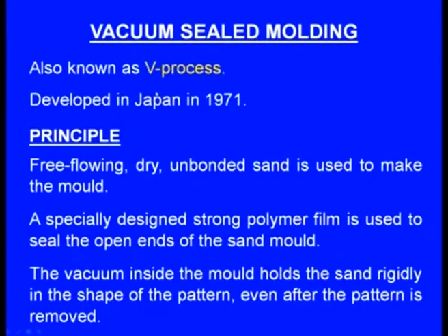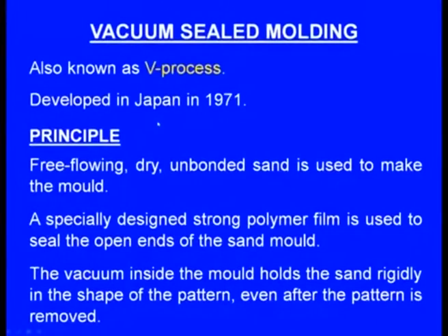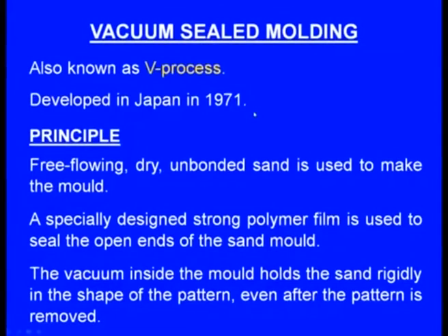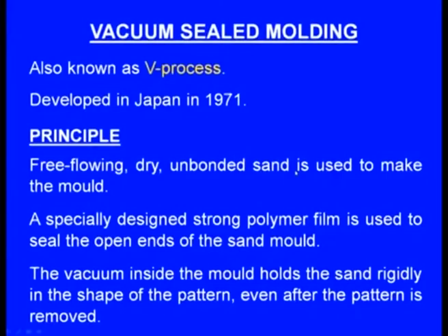This is also known as the V process simply because vacuum is used. This V process was developed in Japan in the year 1971. And what is the principle in this molding process? Free flowing dry unbonded sand is used to make the mold. You see, this is a special characteristic of this process.